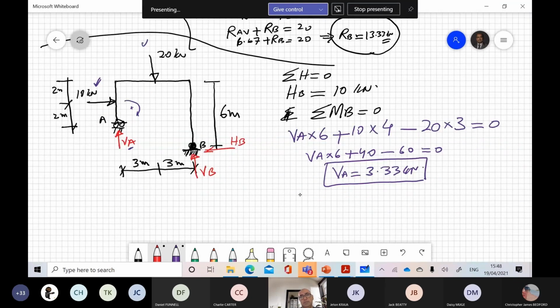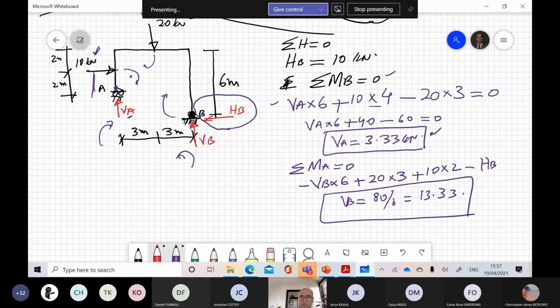Then I will use summation of moment at A equal to 0. VB times 6 negative 20 times 3. That will be plus actually, okay, because this will create a clockwise moment with respect to A. 10 plus 10 times 2, because distance from 10 to point A is 2. It will actually create a clockwise moment, and distance is 2 from this point B to A. So value of HB is 10. This is HB. So this will be 100 divided by 6. So this will give us 16.67 kilonewton. Now if you add everything, 16.67 plus 3.33, you will get 20.